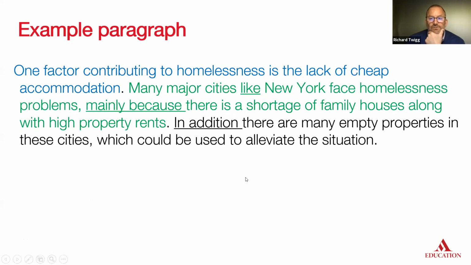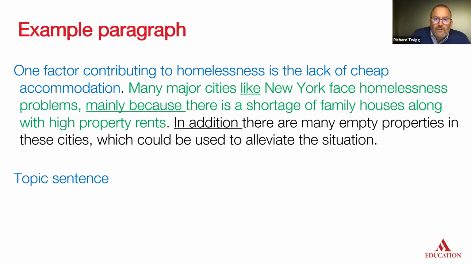Let's look at an example paragraph. One factor contributing to homelessness is the lack of cheap accommodation. Many major cities like New York face homelessness problems, mainly because there is a shortage of family housing along with high property rents. In addition, there are many empty properties in these cities, which could be used to alleviate the situation. So, the blue is the topic sentence.